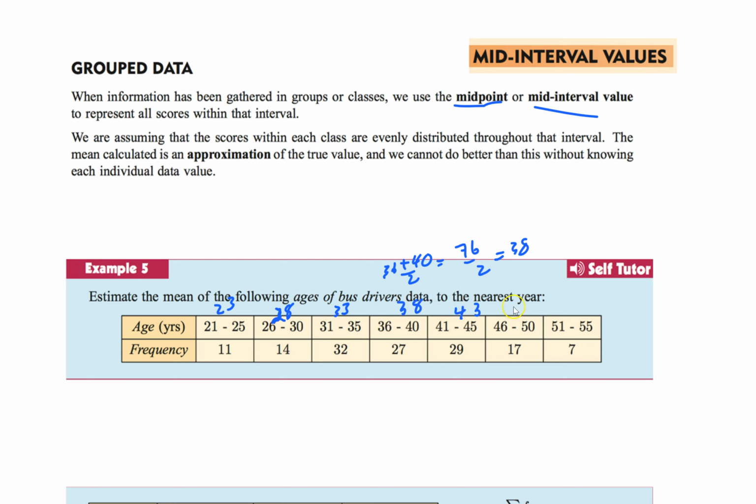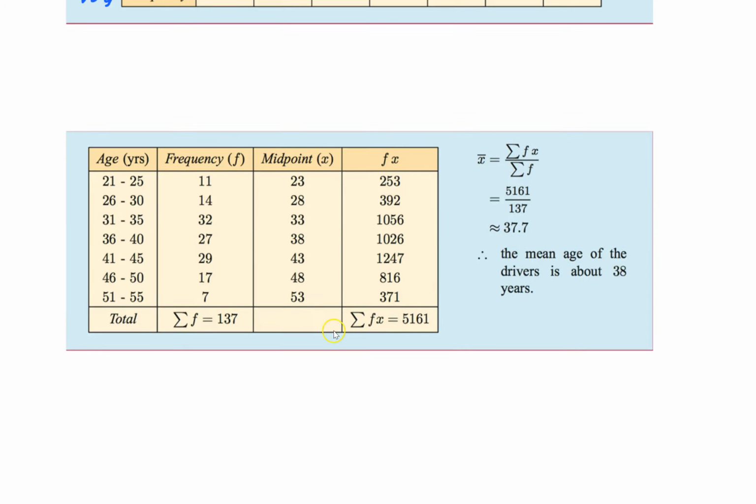43, 48, and 53. And those are your x's. Other than that, it's the exact same thing. I should put L1 instead of x. That should be L1 and L2. So that's the only difference. And they did it down here for us.